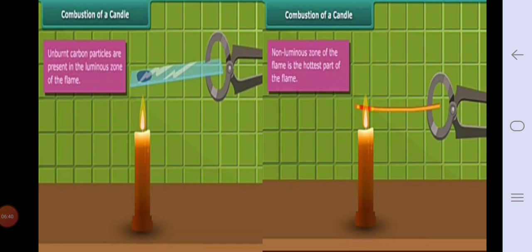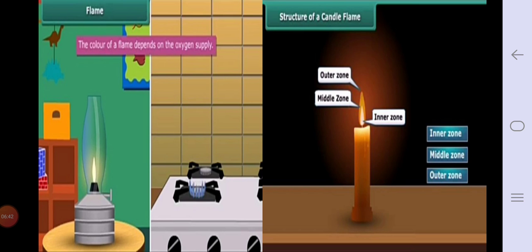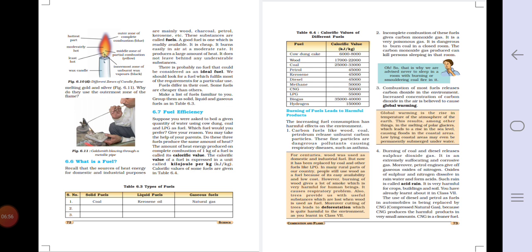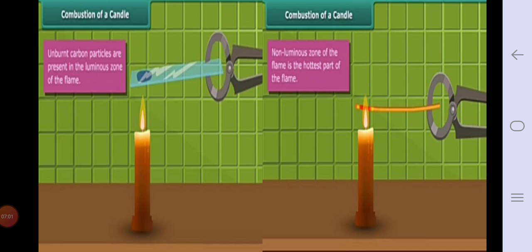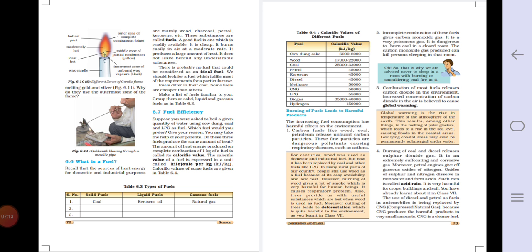Okay, so we have studied about flame. You have to remember the structure of a candle flame: outer zone, middle zone, inner zone. These are the different zones. And which is the hottest one? We have proved by these two activities, combustion of a candle, in that we have done with glass and wire, to prove which part of the flame is the hottest one.